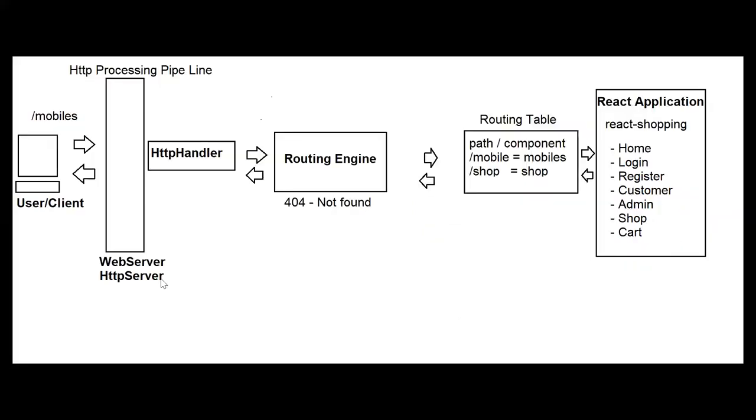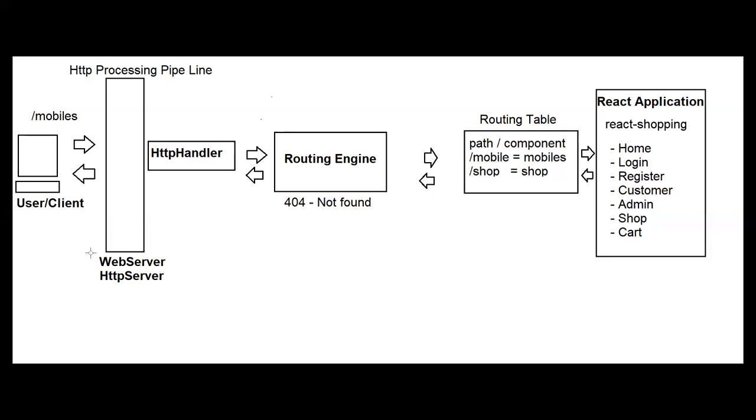Is it clear? Right? So the request comes to the web server. The request in the web server is handled by the handler. The handler will take help of what? The routing engine. The routing engine will verify whether the requested path is there in that application to serve you or not. If it is there, then it is going to load and display. This is the first level.